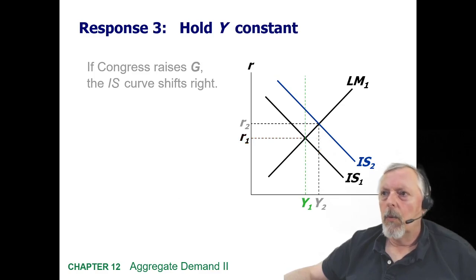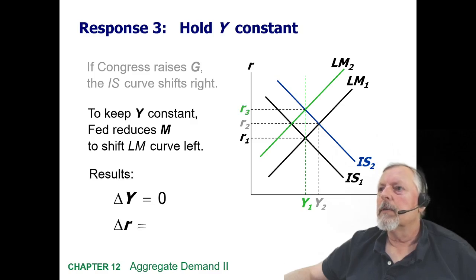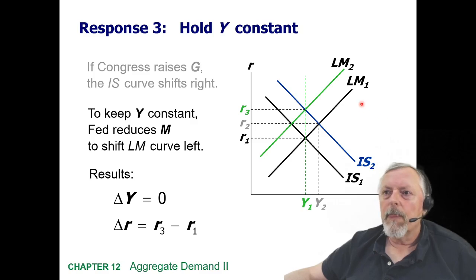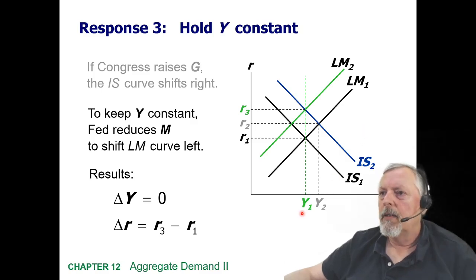Now, what if the Fed wanted to keep output constant? Well, the first shift from IS1 to IS2 would increase output from Y1 to Y2 and increase the interest rate from R1 to R2. To push the output of the economy back down to Y1, the Fed could contract the money supply, which would shift the LM curve left.